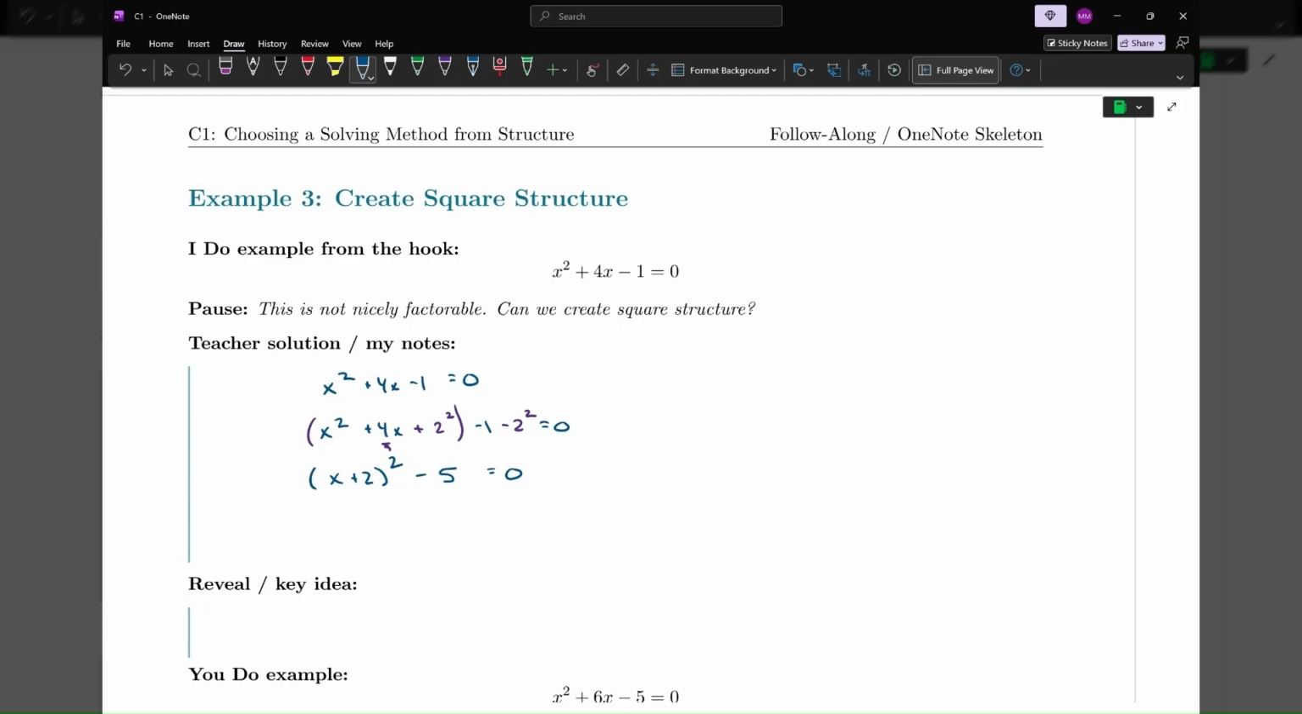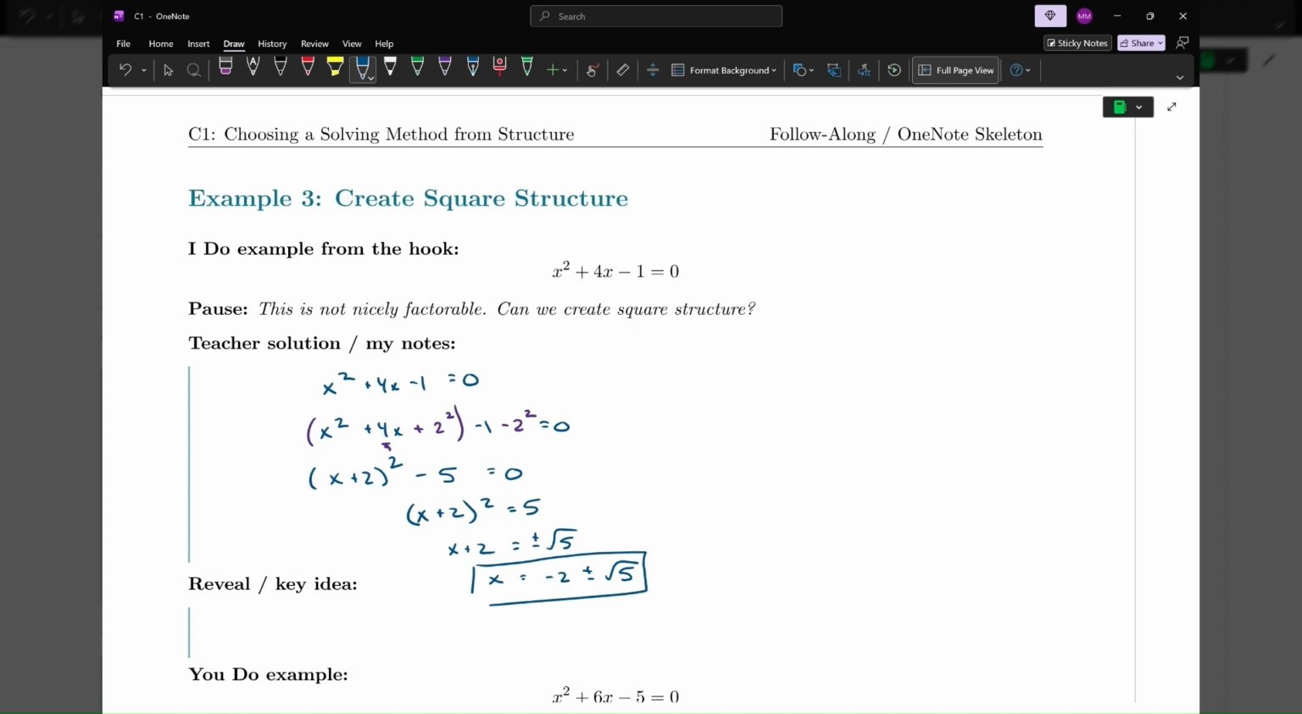So now I'm almost at that example 1, right? So add the 5 on both sides. x plus 2 squared equals 5. Square root both sides. x plus 2 equals plus or minus √5. And then isolate x. So x equals -2 plus or minus √5. And that is the answer.